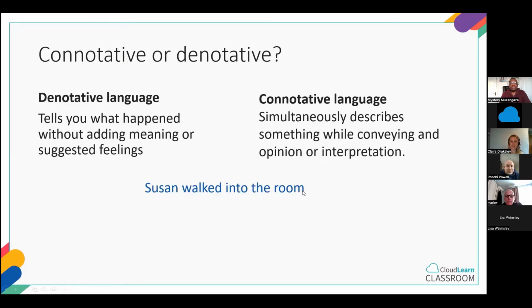So the first one here, Susan walked into the room. Is that denotative or is that connotative language? Bearing in mind the descriptions we've given here, connotative describes something while conveying opinion and interpretation. Denotative just tells you what happened straight up without any meanings or feelings. So we've got 8 votes so far and it's split. Does anyone else want to give it a go? Oh yeah, one more to go.